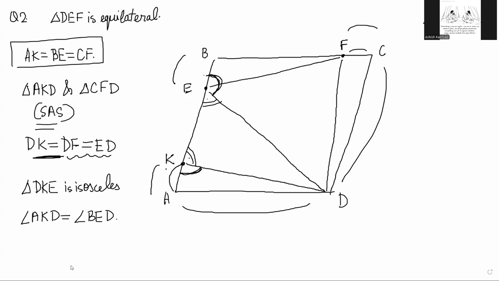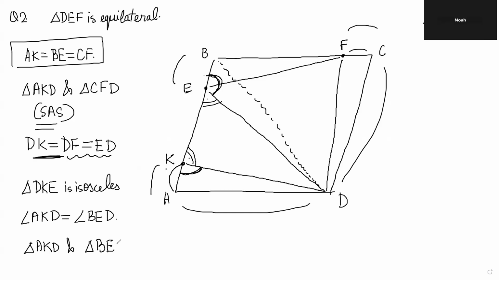And now we do congruency of a different set of triangles. We do congruency of BED triangle and AKD triangle, right? Look at these two triangles. Again, we have one length here which is matching to this length, and we have DK is equal to DE, right? And we have the angle here also matching this angle. So SAS again.